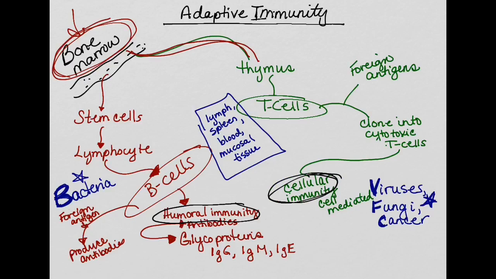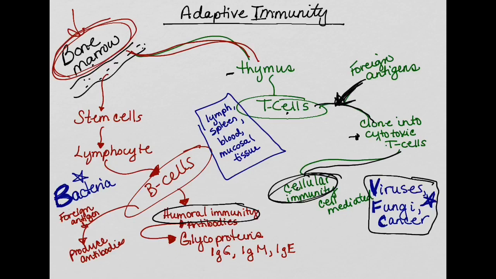It starts in the bone marrow, and we'll talk about cellular immunity first. Everything is really produced in the thymus gland for cellular immunity, and it produces T cells. The T cells then clone into cytotoxic T cells. A foreign antigen is introduced, and these T cells respond and say, oh, this is not supposed to be here. Then they clone and become cytotoxic, which we'll talk about a little later. That's known as cellular immunity. Things activated by cellular immunity are viruses, fungi, and cancer. Those are the main things.